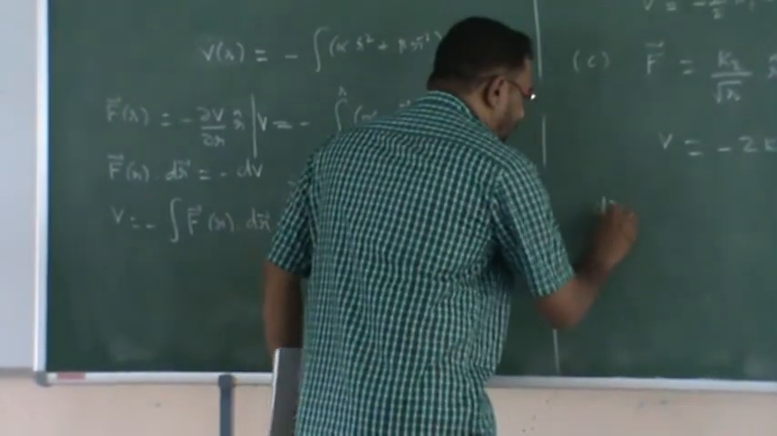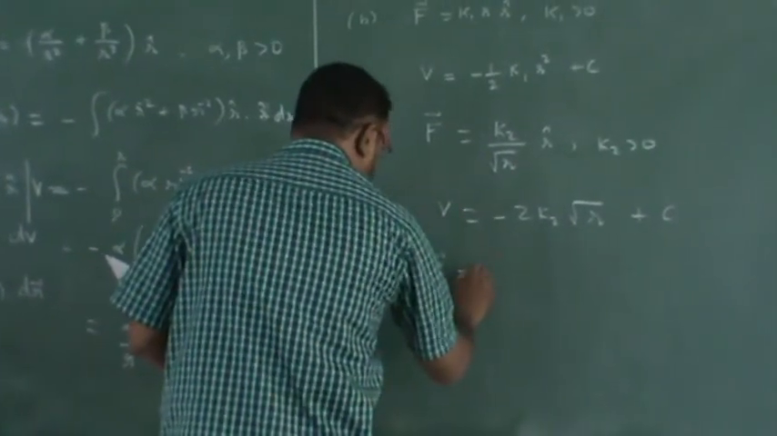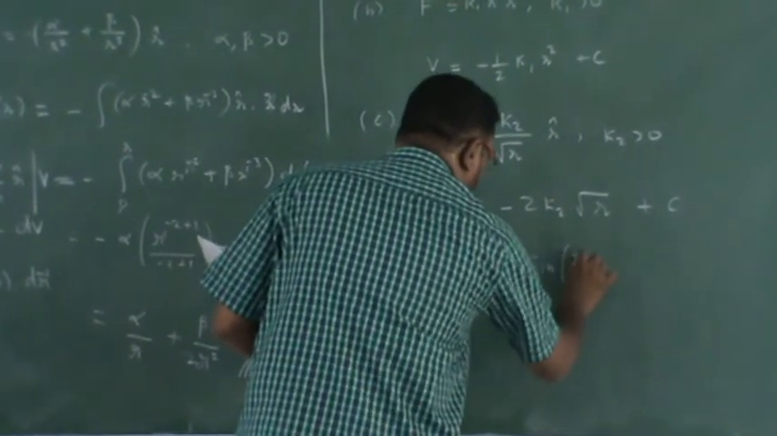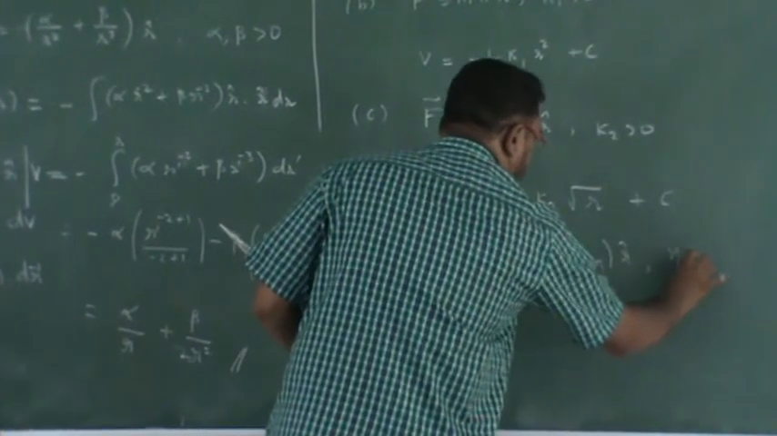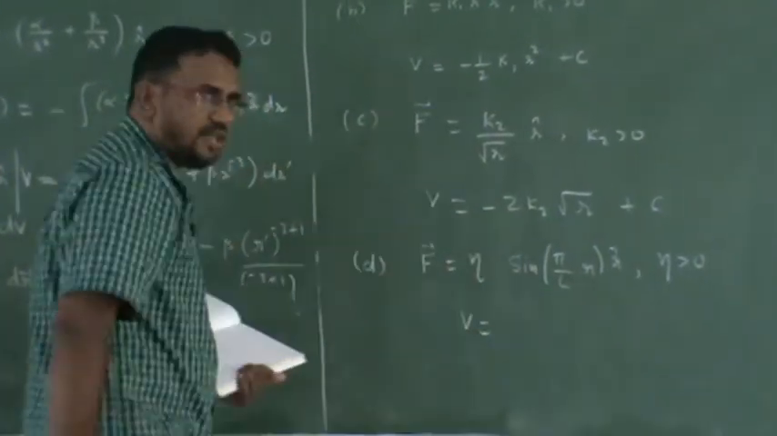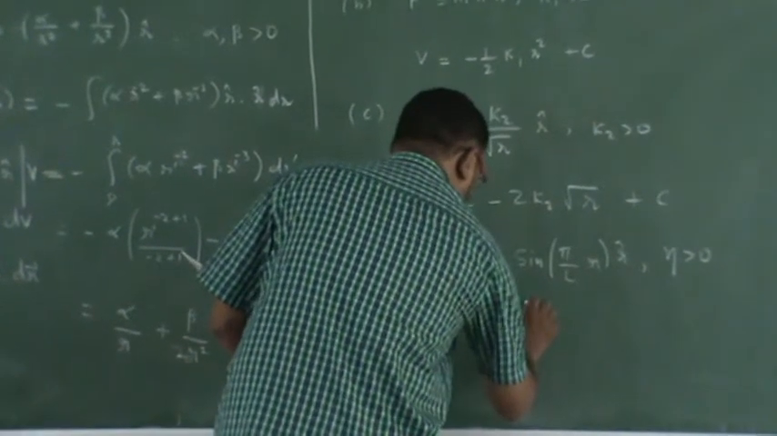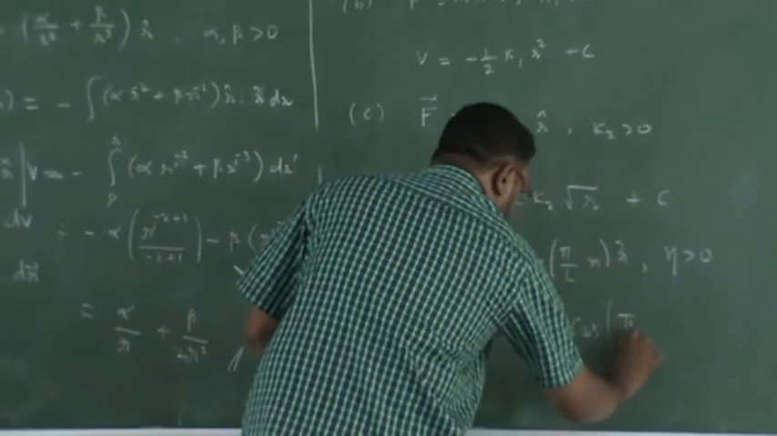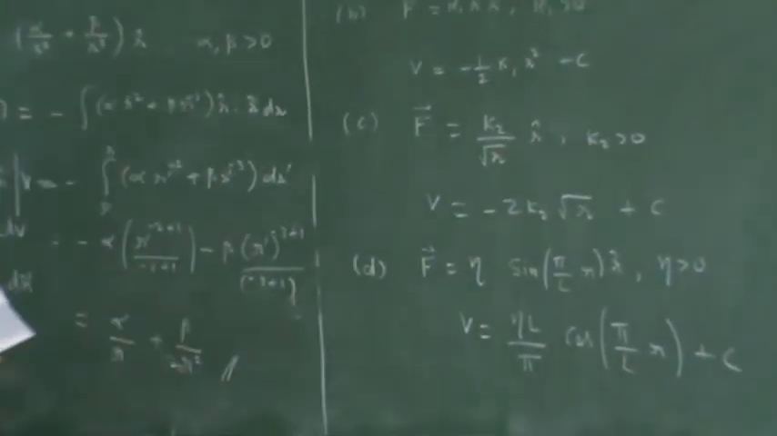The last one is simple: the force vector is equal to some beta times sine of pi by l r, theta cap. The integration of sine is cosine, so the answer is beta l by pi cos of pi by l r plus some constant. If you specify the limit, there is no constant.